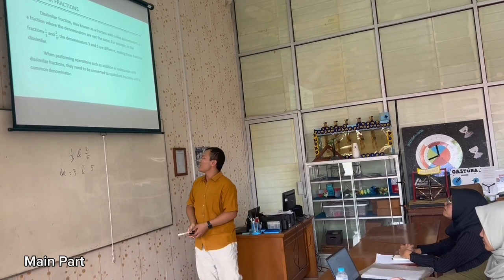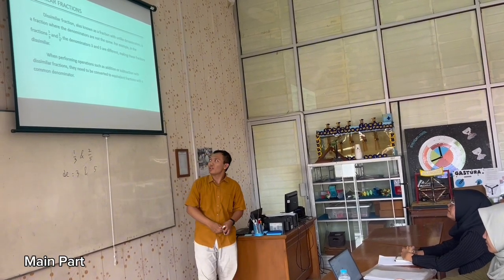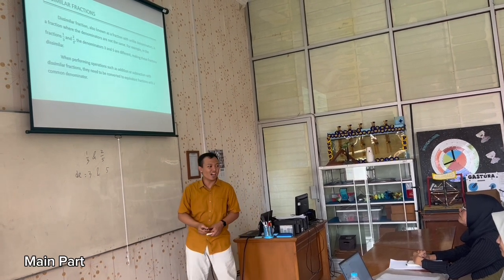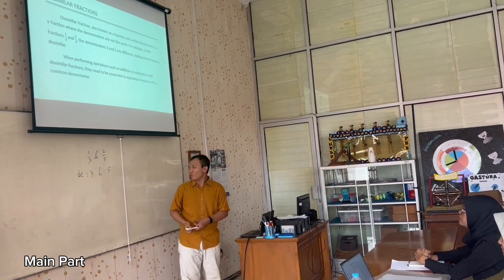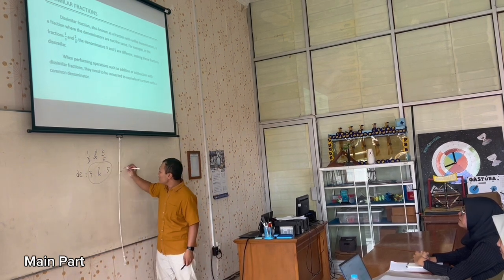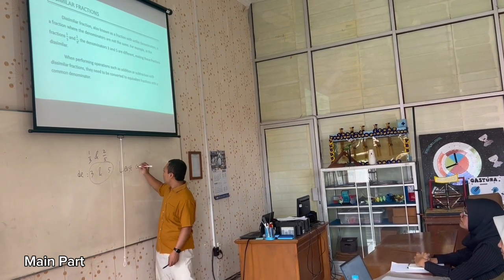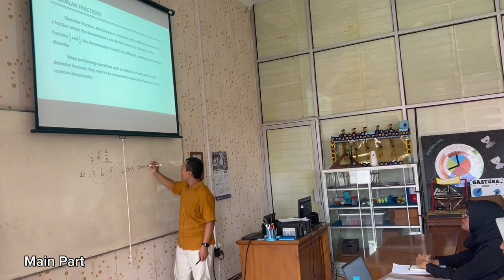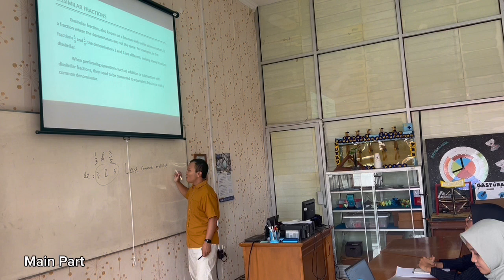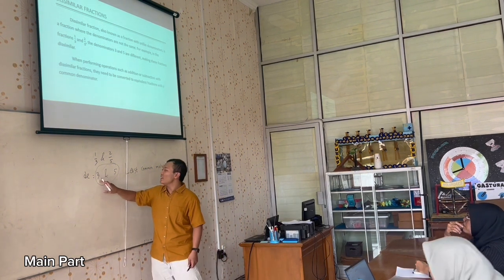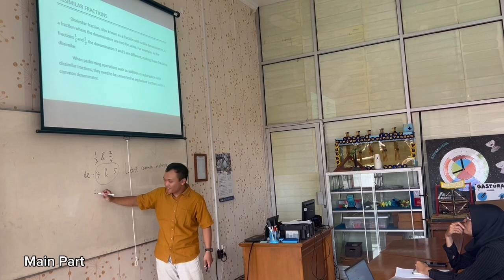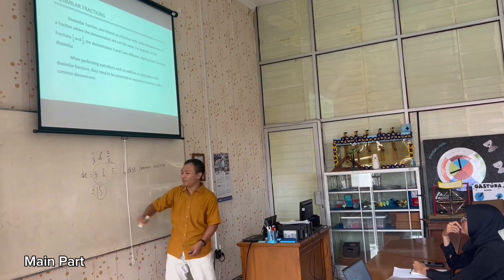When performing operations such as addition and subtraction with dissimilar fractions, they need to be converted to equivalent fractions with a common denominator. How to make them the same is to find the least common multiple. For this example, the least common multiple of 3 and 5 is 15. Yes, nice. That's correct.